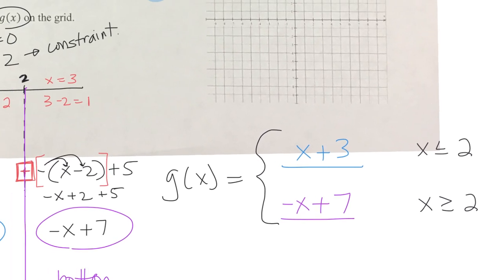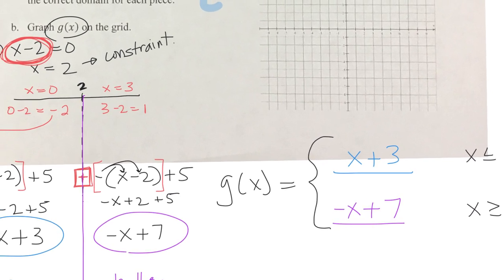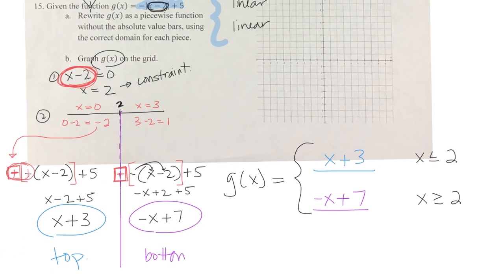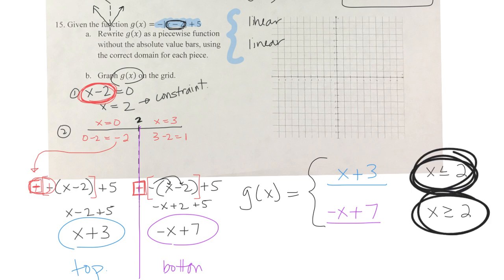Your piecewise needs to have an equation and a constraint. It needs to have both of those pieces or it is not correct. It needs to have this part for both of them. And you can have less than or equal to's. They can both be or equal to. Now the last part says, let's graph this.